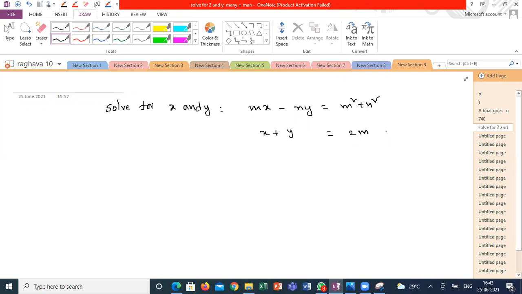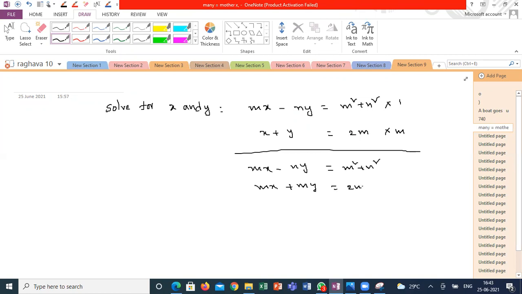Multiply the second equation with m on both sides. Multiply the first equation with 1. So you will get the pair of linear equations mx minus ny is equal to m square plus n square, and mx plus my is equal to 2m square. This will be minus, minus, minus. So this will be minus ny minus my. If I take minus y common, m plus n, m square minus 2m square, so n square minus m square.